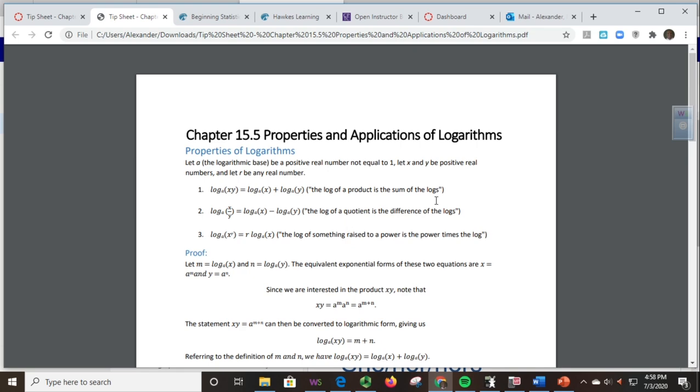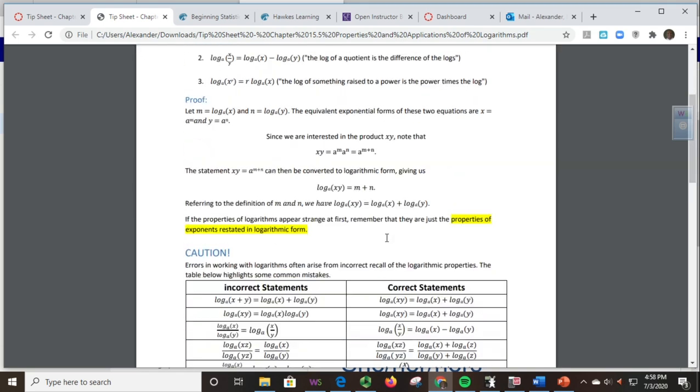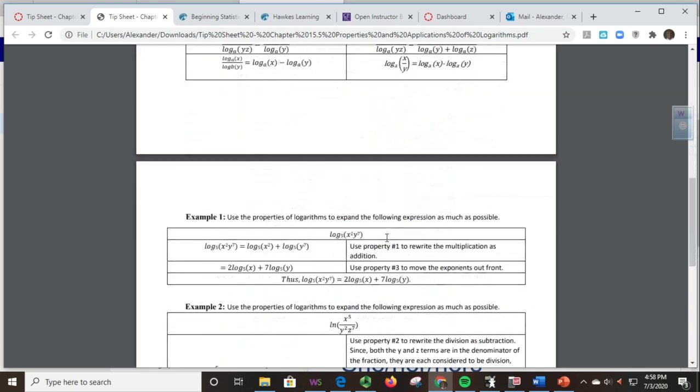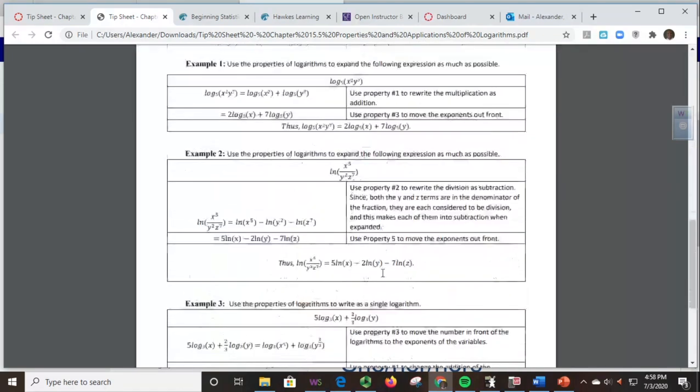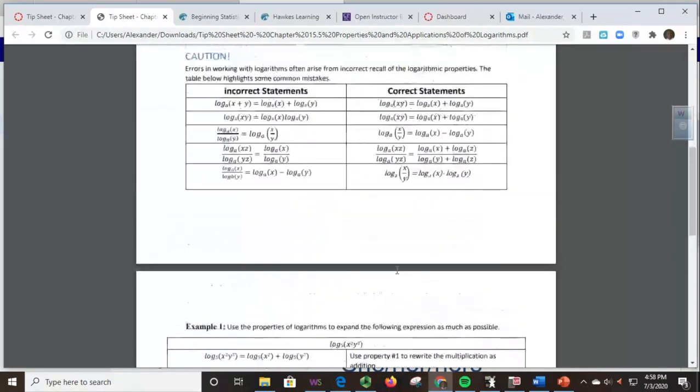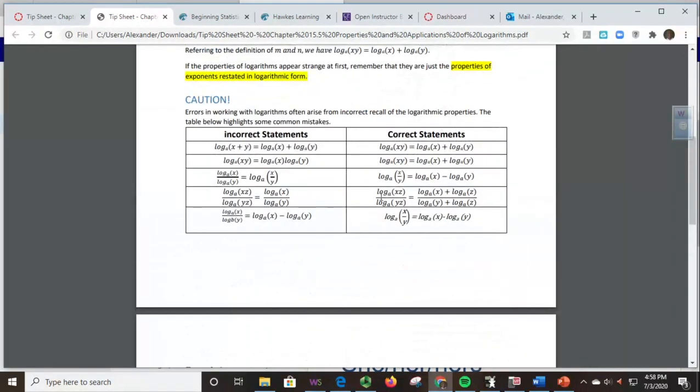All right, so like always, you have this tip sheet available. On this tip sheet, I put examples so that you can have something to look back on. This is probably the most important part of the tip sheet, just making sure you don't incorrectly evaluate your logarithms, but you do understand what the properties are actually saying.